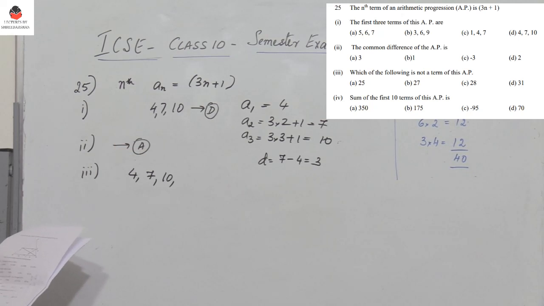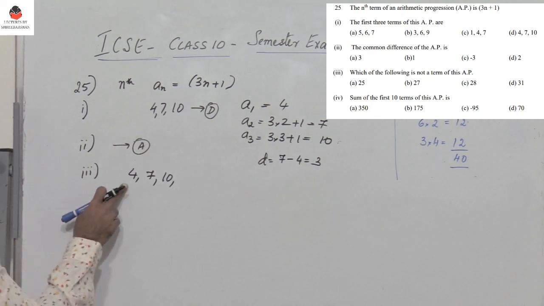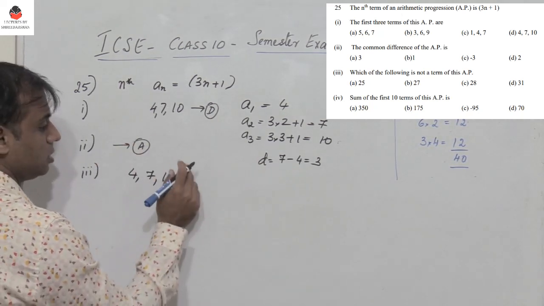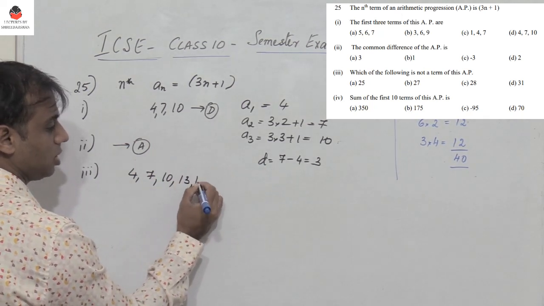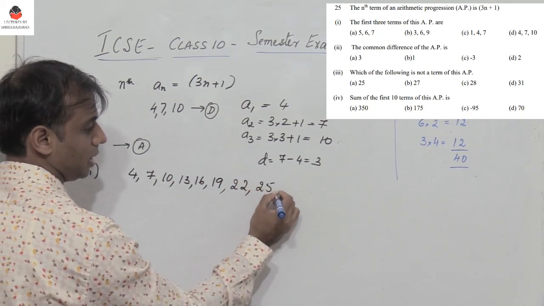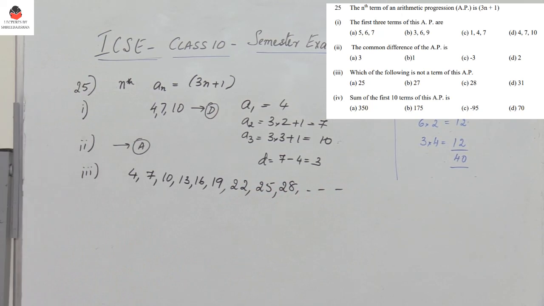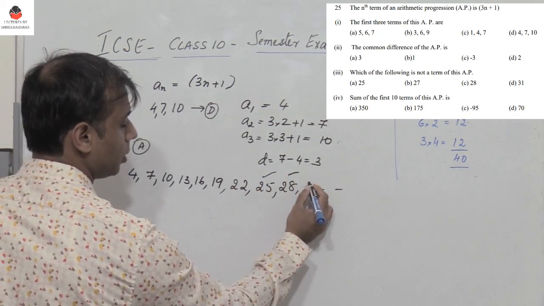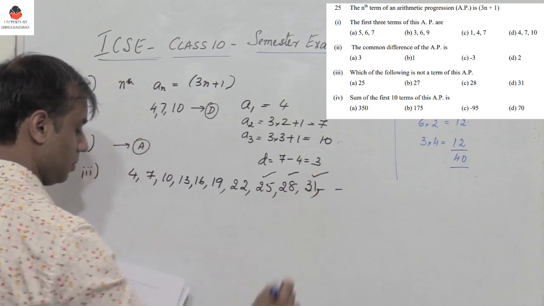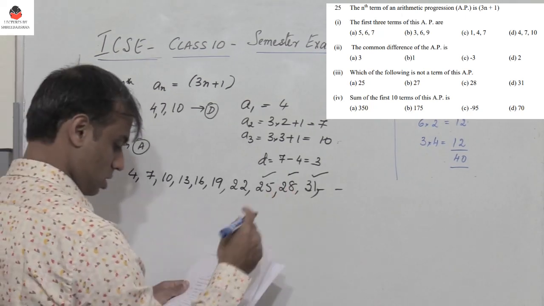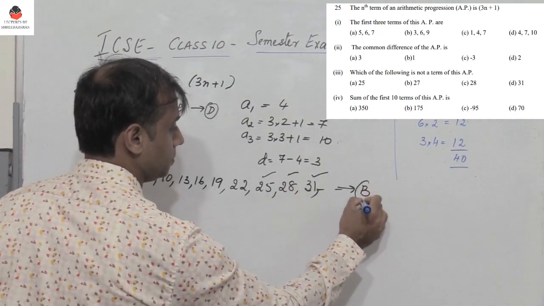So question 3, which of the following is not a term of this AP? So what do I do? I go on extending the arithmetic progression 4, 7, 10. I go on adding the common difference 3. So the next term is 13. 13 plus 3 is 16. Plus 3 is 19. Then 22, 25, 28 and so on. So given 25, the first one is a term. 28 is a term. Then the next one is 29, 30, 31, right? 31 is a term. So therefore, 27 is not a term of this arithmetic progression. So 27 corresponds to option B.